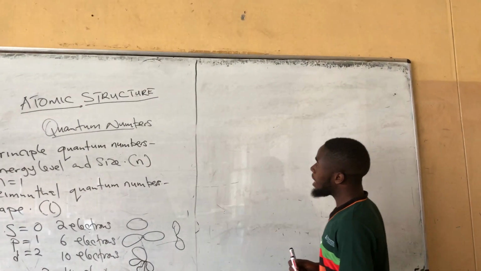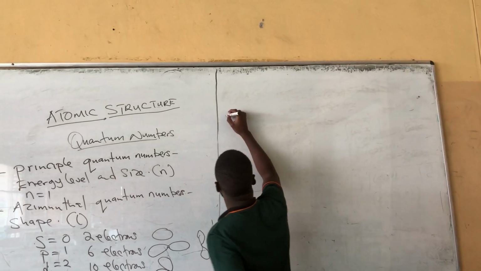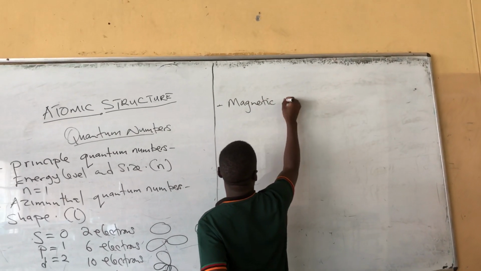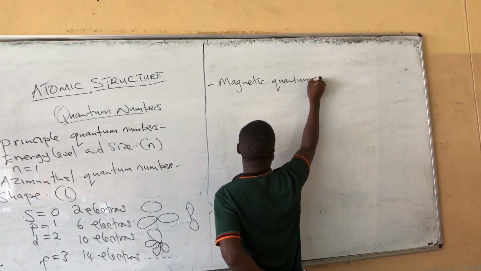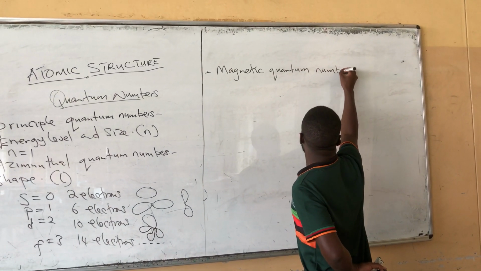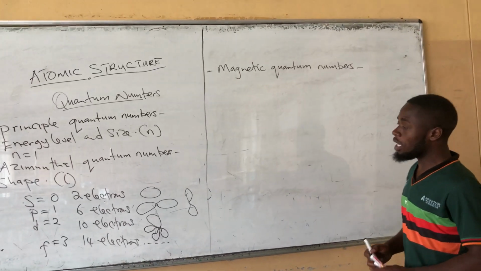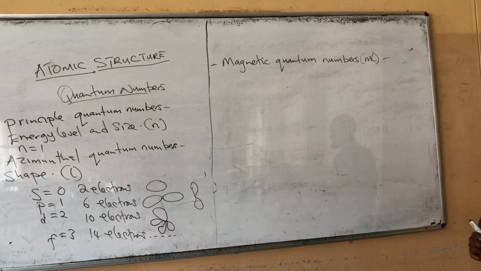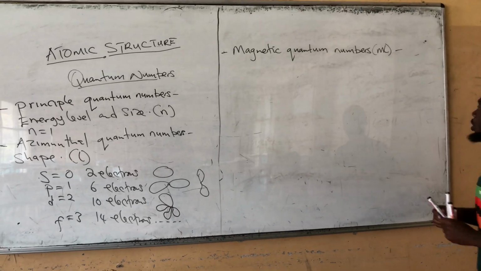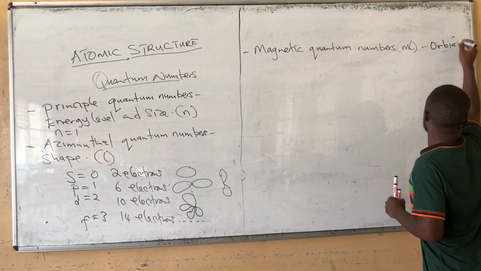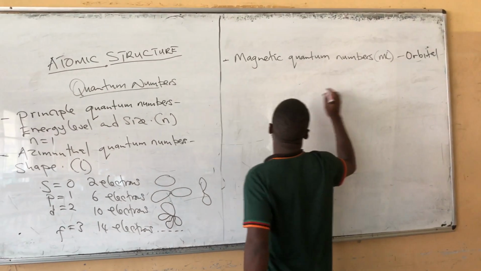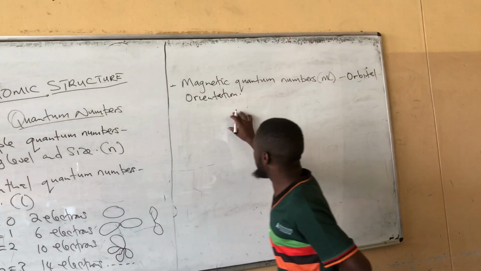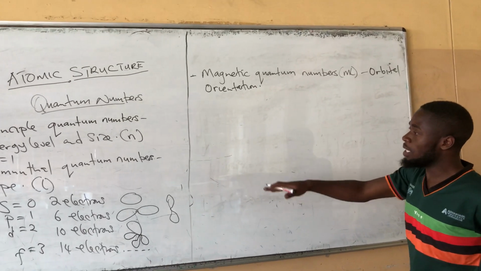The next type of quantum numbers is what we call the magnetic quantum numbers. These magnetic quantum numbers are represented by ML. They deal with orbital orientation. You describe them like this: they deal with orbital orientation.